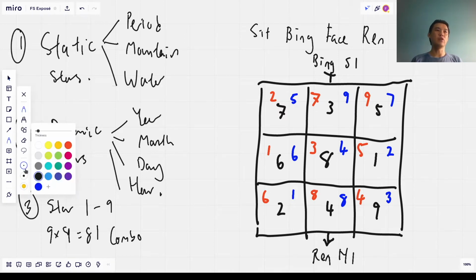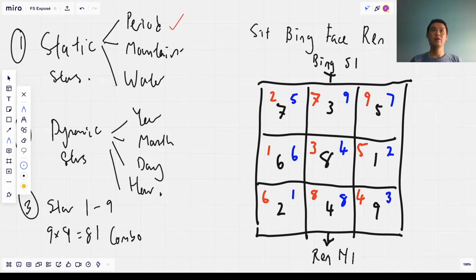generally have the period, the mountain, and the water star, as shown on this chart here. And for the dynamic stars, we have gone through the year star and the month star. There's also the day and hour, which we would not concentrate much on in this series. Probably later on when we talk about activation, but let's see how it goes.